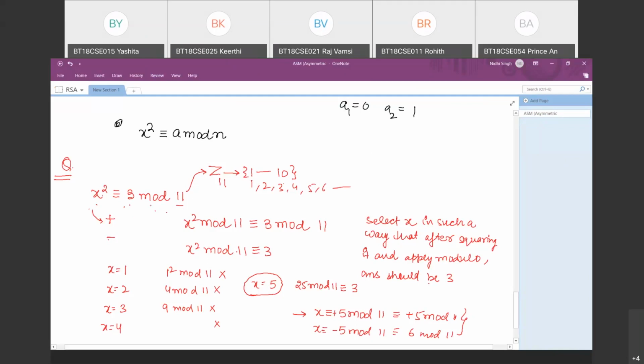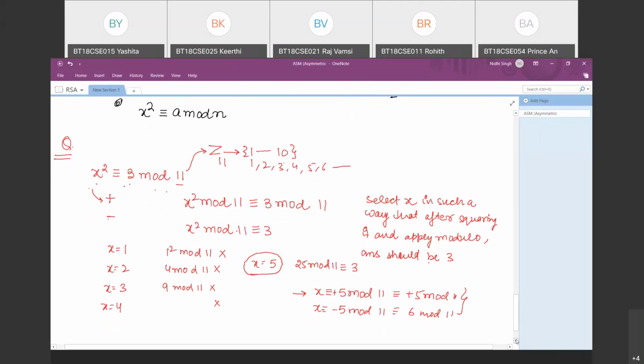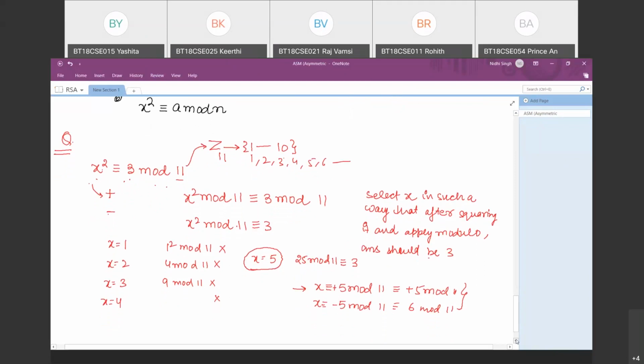Now it is a very large and time consuming process, because we have to check all of the values from the set of residues and perform the square, then perform the modulo operation, and it is a hit and trial method. So one by one we have to test. So for that there is one shortcut. What is that shortcut?